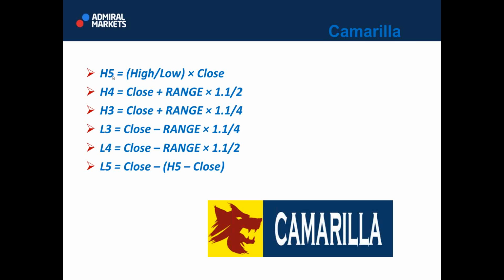H4 is resistance, the ultimate resistance for the day. H5. H4 is a breakout and important resistance. H3 is usually interim resistance, which is usually broken if the price wants to trend. L3 is the support, L4 is the breakout level for support, and L5 is the target of breakout.